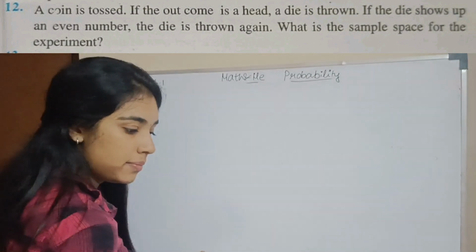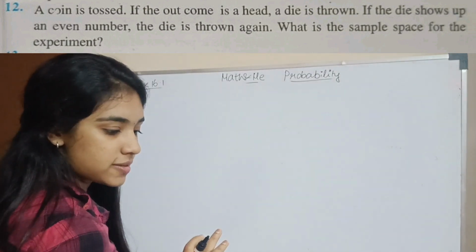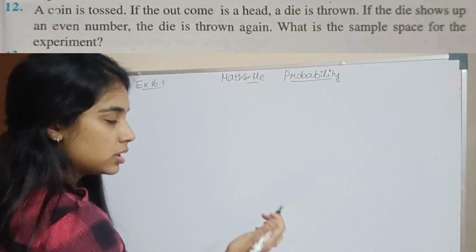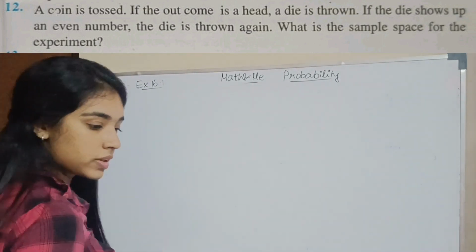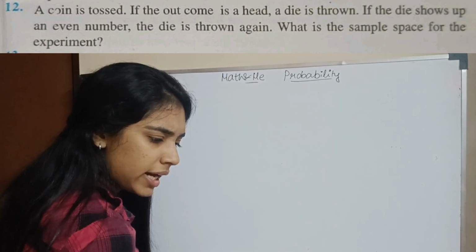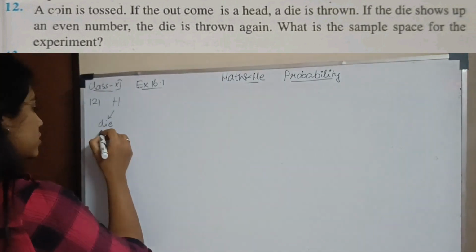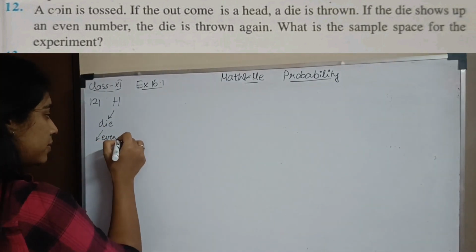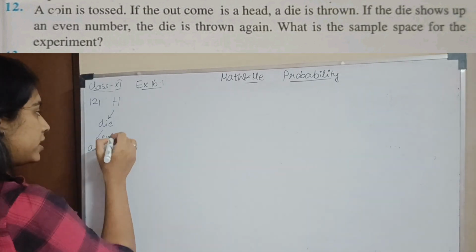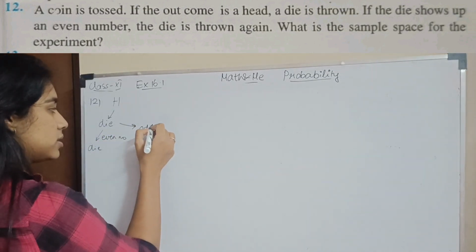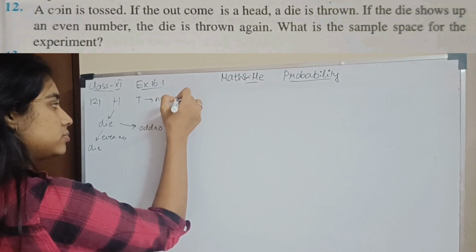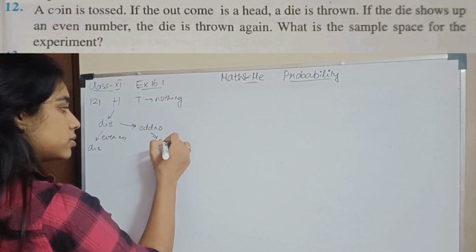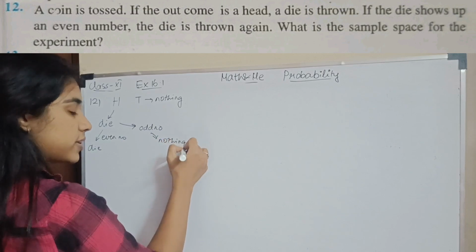Question number 12. A coin is tossed. If the outcome is a head, a die is thrown. If the die shows an even number, you throw the die again. If it is an odd number, nothing. And if you get a tail, nothing. This is what is given in the question.